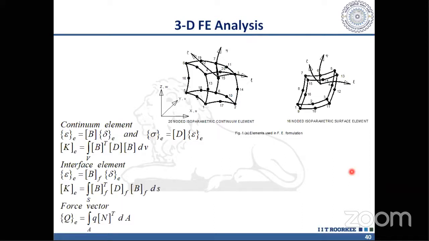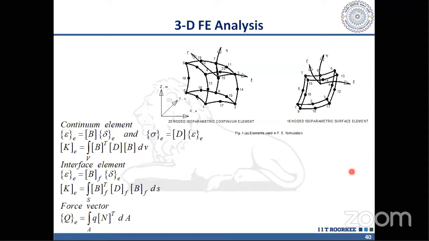So we have to use an interface, because if we do not, then there will be absolutely perfect contact. At the interface between the two, the behavior is given by the same deformation, and there cannot be any relative displacement between the structure and the corresponding attached soil. Okay, so this is the equation for the force vector.